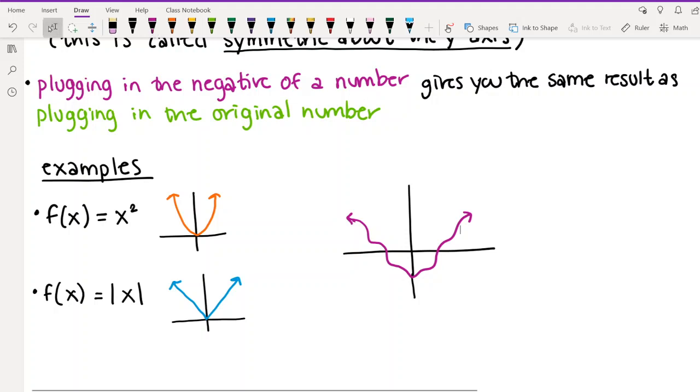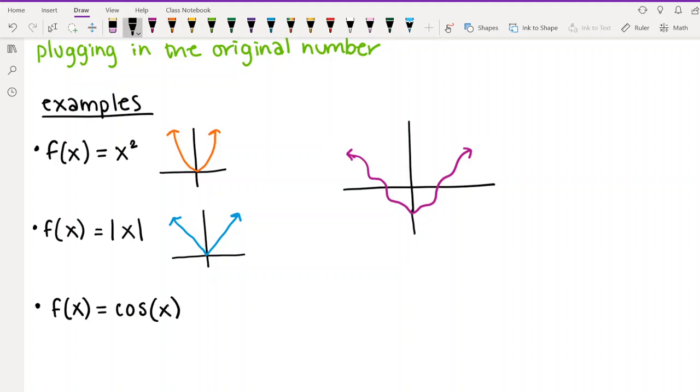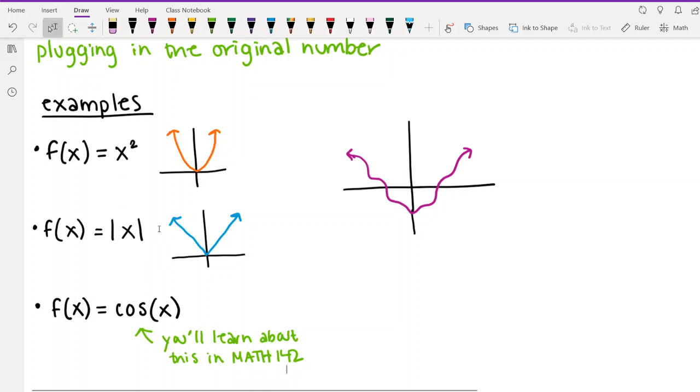I'm going to pull up Desmos. So there's one function that we're not going to talk about in this class, but that you'll learn about in the next class, which is cosine. If you've taken trigonometry before, you might have seen this graph. I'm just going to make a note here so that if you see this in your notes later, you're not like, what is that? You'll talk all about this in Math 142. We're not going to be talking about this function at all, but I wanted to mention it because it's another good example of an even function when there's no even numbers to be found anywhere.